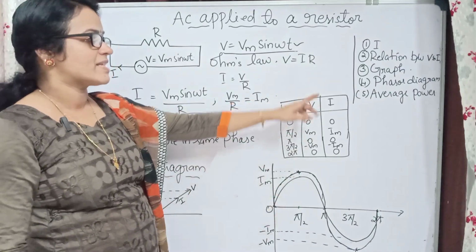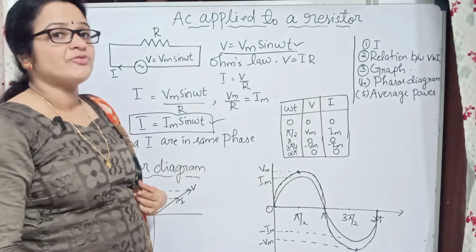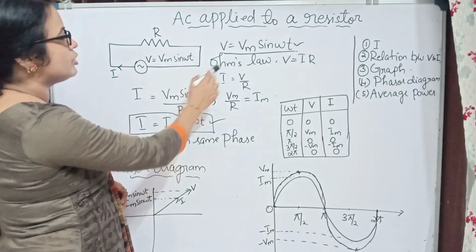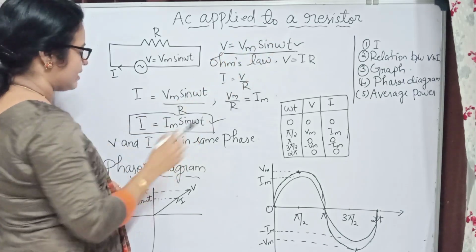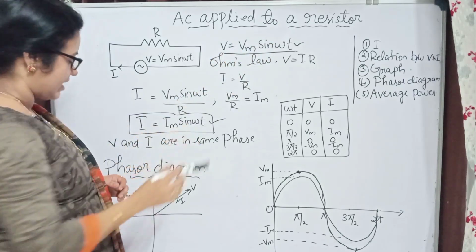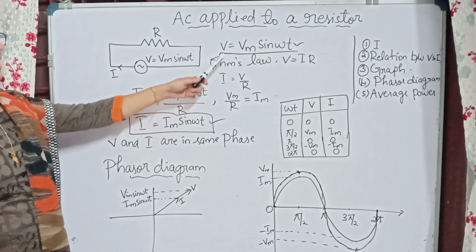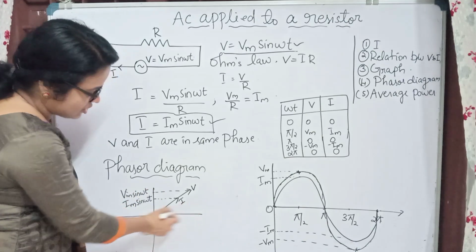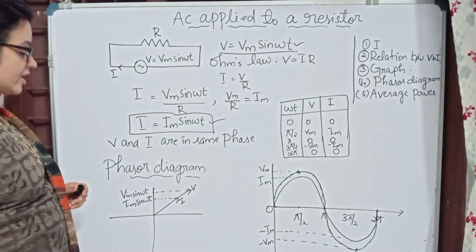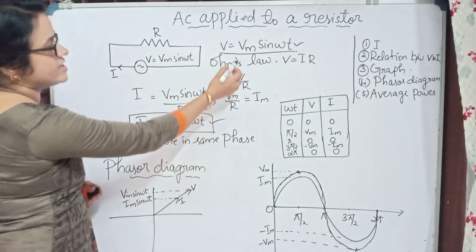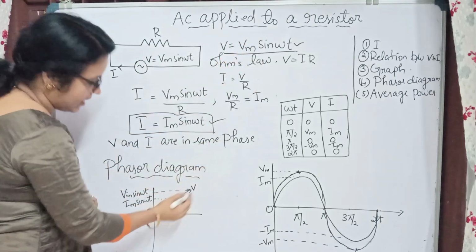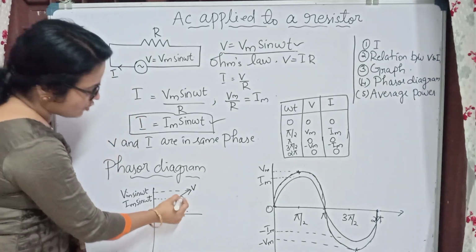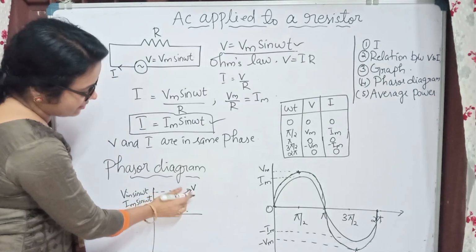Now we have to move to the phasor diagram. How can we find the phasor diagram? Here again we have to look at the two equations: V is equal to Vm sin omega t and I is equal to Im sin omega t. These two have the same phase, right? So how can we draw them? First of all, voltage: V is equal to Vm sin omega t. Here we have the angle omega t, and the magnitude V is marked here.